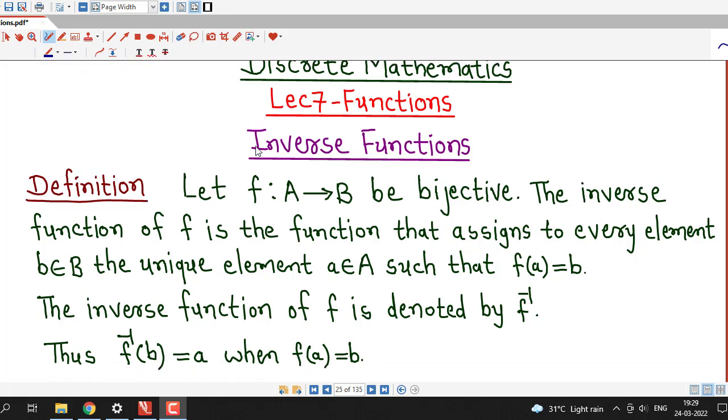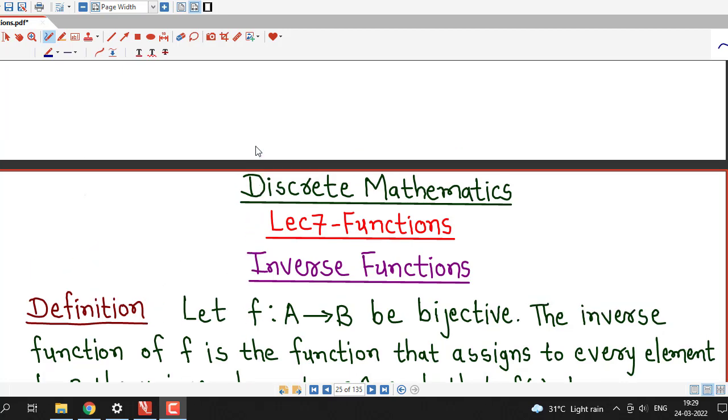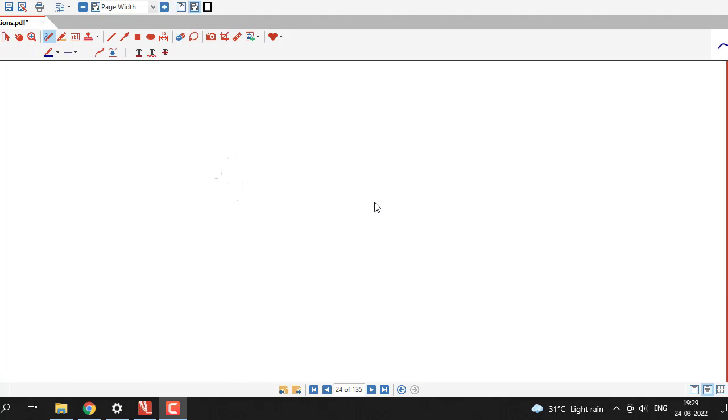In this lecture we will define inverse functions. First we understand the definition of inverse function, and then we will discuss some examples on how to find the inverse of a given function.